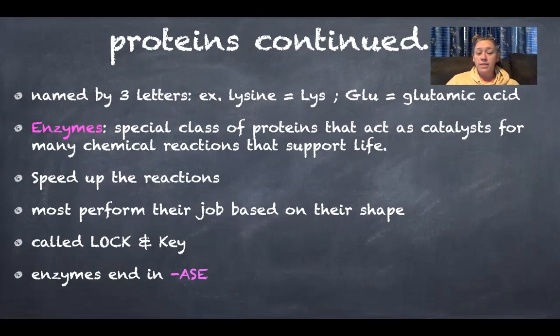Most perform their job based on their shape. So the shape of the enzyme will fit into a spot in the chemical reaction and make it move faster, okay? And we call that like a lock and key, because, you know, in order to open a lock, you need a certain key, right? The key might fit in, but it won't turn a lot of times. So, you know, I've tried different keys and locks, and you put it in and you're like, oh, this is going to be it. And then it won't turn. So it's the wrong key, right? So it's a lock and key mechanism. So it's got to be the right key for that lock. And then it speeds up the reaction.